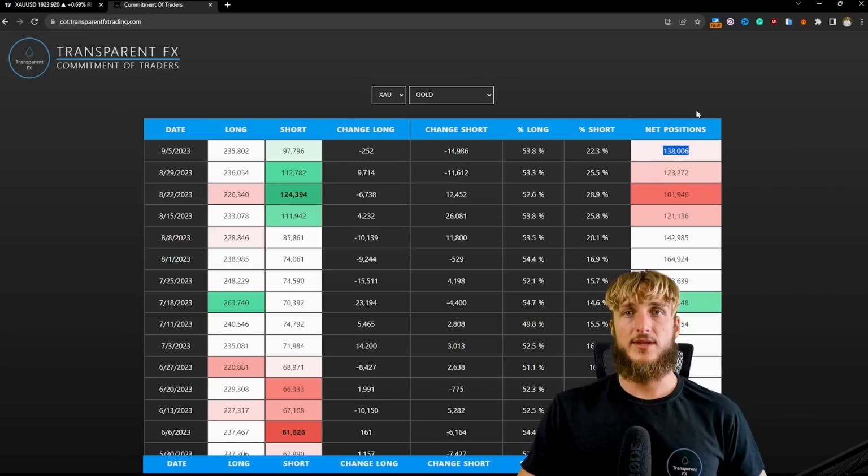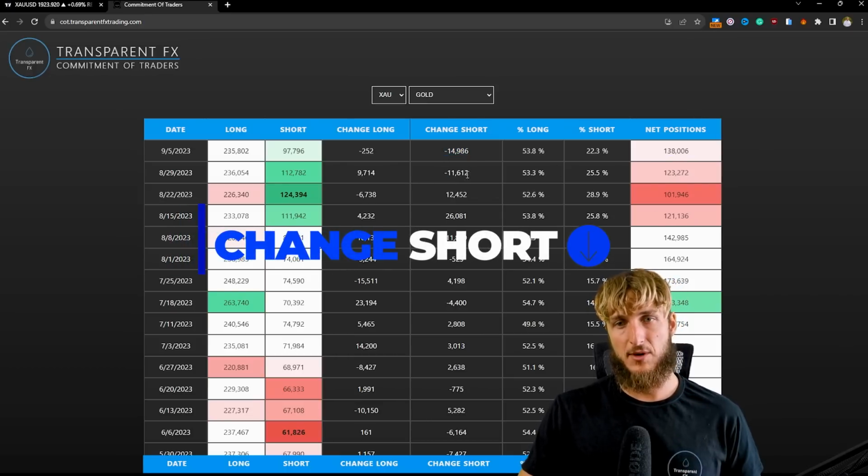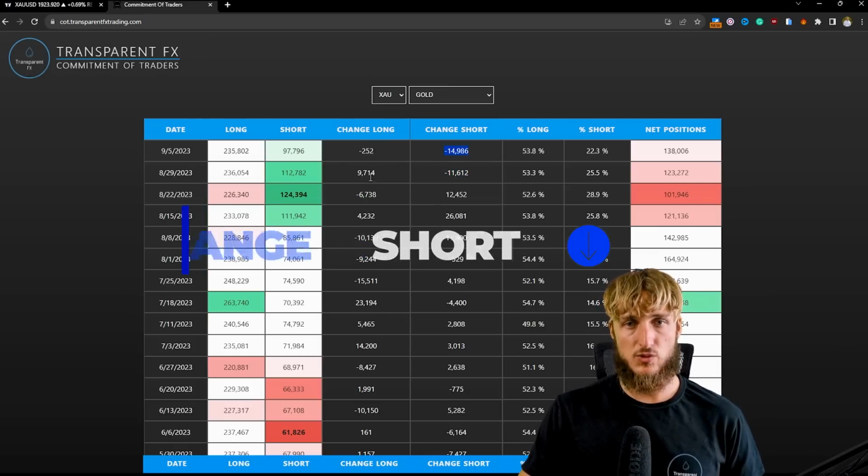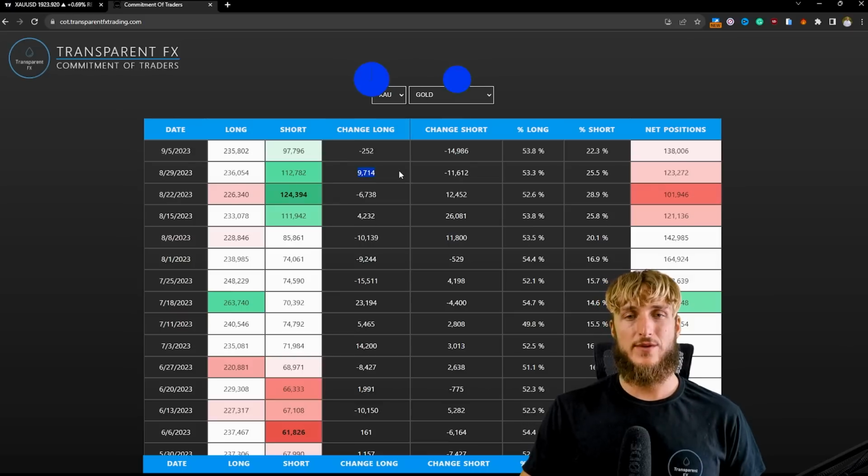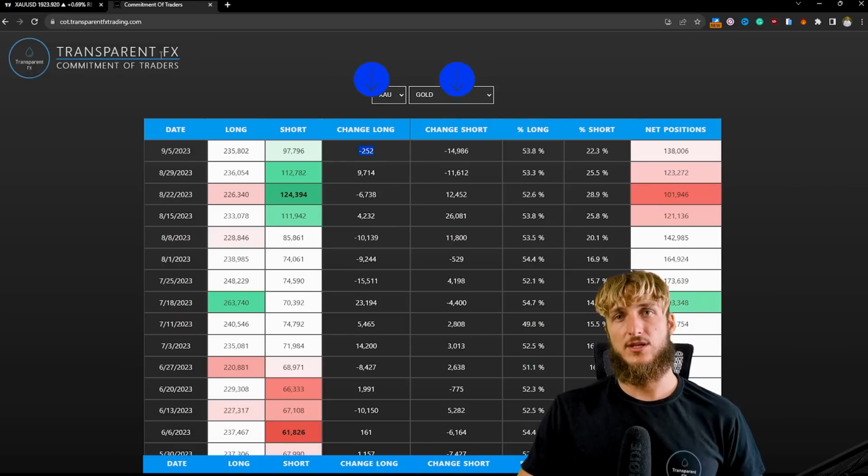Essentially means that institutions are moving back to the bullish side for this commodity. So at the moment, institutions are moving back to the bullish side by closing a massive amount of shorts. We have 11,000 shorts closed with the previous report, and then again 14,900 shorts getting closed. With the previous report, we also have seen 9,700 longs getting added, and overall we just had 200 closed with the last report.